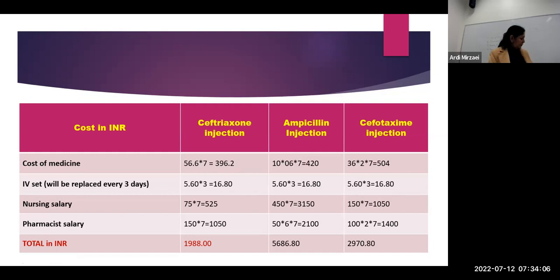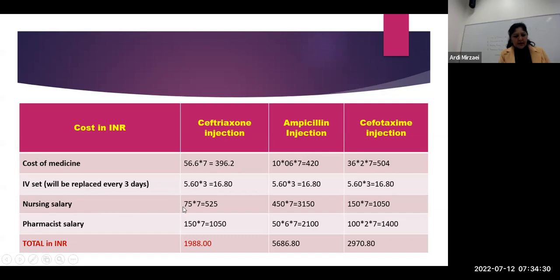So all the three are used for treating meningitis. The question is, which one is the most economical option? This is given once a day. So 1 dose into 7 days. And the IV set will be replaced every 3 days. So I have taken 3 IV sets.